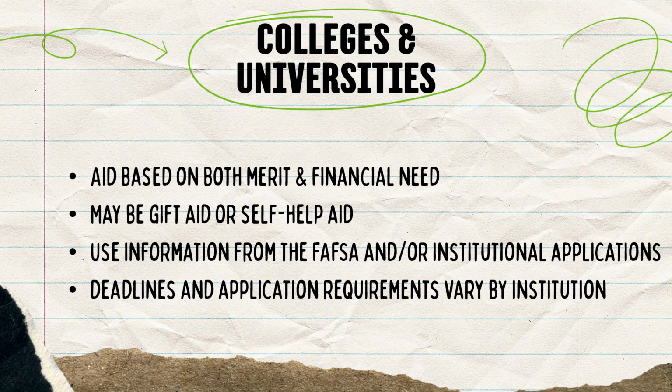Colleges and universities fund aid with very similar rules. These aid funds can be based on merit and financial need or a combination of both. It may be gift aid or self-help aid. Information from the FAFSA and/or institutional applications is used in the selection process. The deadlines, priority application dates, and application requirements vary by institution. Be sure to research these early so you don't miss out.